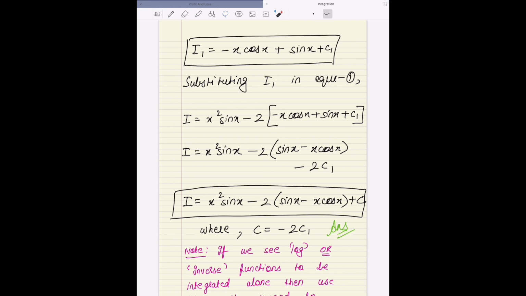Whenever you see log and inverse functions to be integrated alone, for example, integral of log x or integral of sine inverse x, in those cases, you take 1 as the second function and integrate it. So log and inverse will become first functions and 1 will become your second function. That's how you can use by parts and solve these log and sine inverse type of questions.